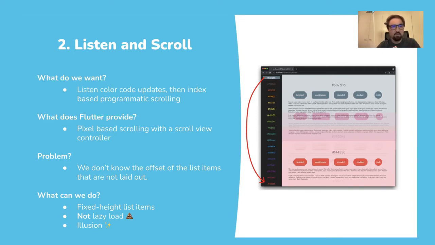And what can we do? We have 3 options. 1st, using fixed height list items. 2nd, not lazily loading, which is not preferable from a performance point of view. And 3rd, illusion. We will see an illusion, which we will talk about soon.